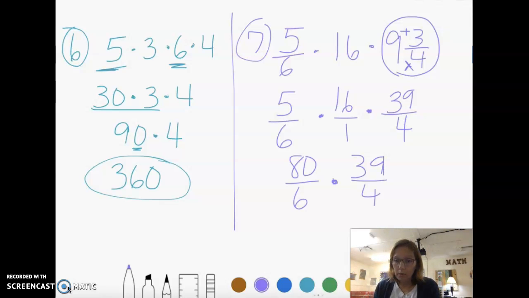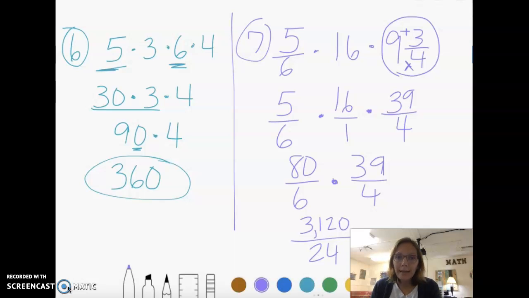And then I'm gonna multiply 80 times 39, which is a really large number, 3,120. And then I'm going to multiply the bottom numbers. 6 times 4 is 24.